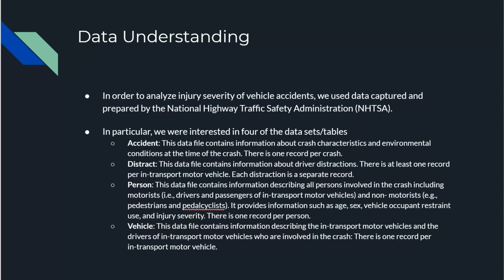The next table is the distract table. This data file contains information about driver distractions. There's at least 1 record per in-transport motor vehicle. Each distraction is its own record.